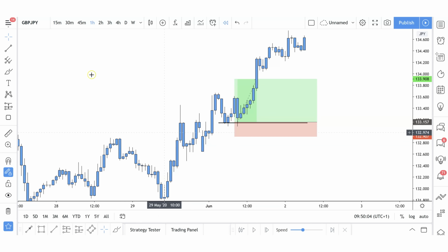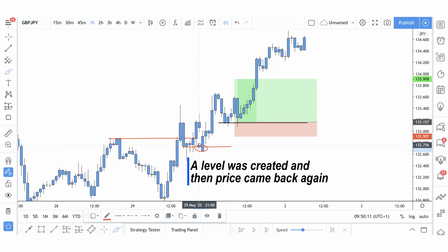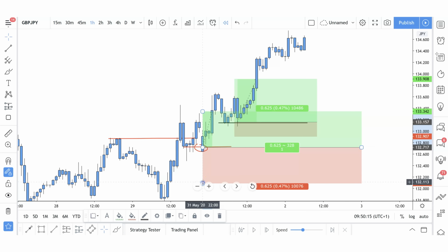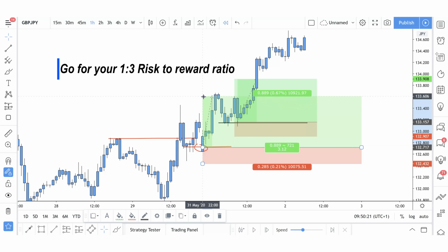Now we can highlight this again on the same pair. After the breakout of this structure, look what happens. A level was created and then price came back again. Same thing here. You can do it every single time. It's completely fine. In an instance like this, if you have a wick, just place your stop loss below that structure and then again go for your 1-to-3 risk reward ratio.